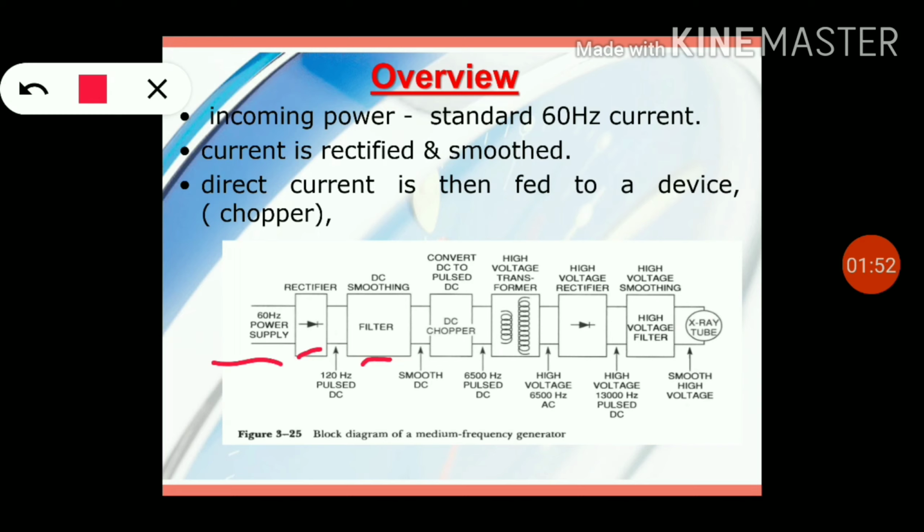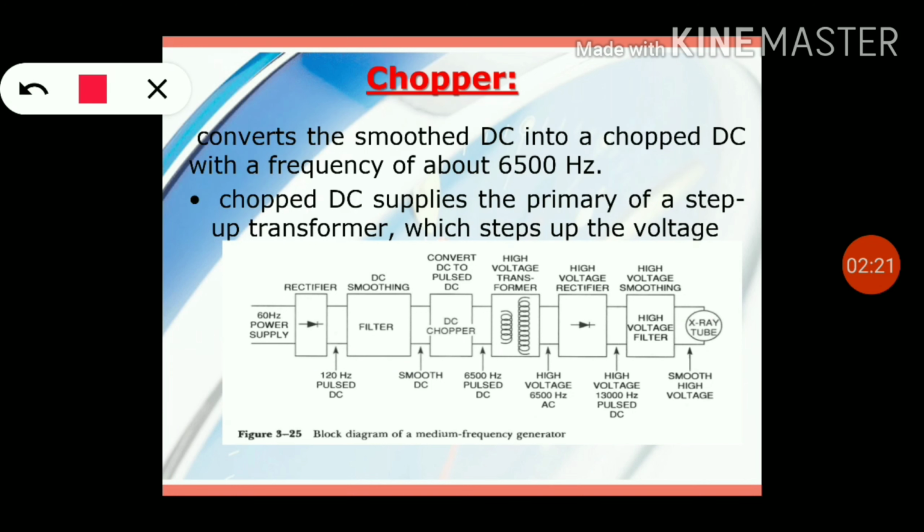So when it is rectified, it gives the 120 hertz pulsed direct current. Then after that it is filtered. Then this smooth DC current is fed into a device called a chopper. So what is a chopper? A chopper is a device that converts the smooth DC into a chopped DC with a frequency of about 6500 Hz pulsed DC.